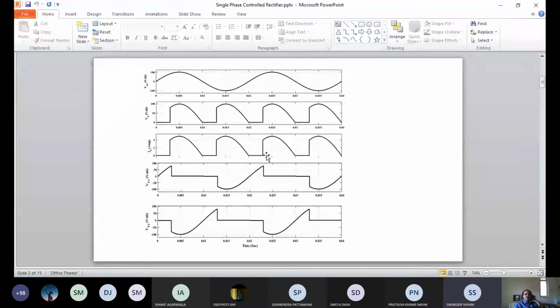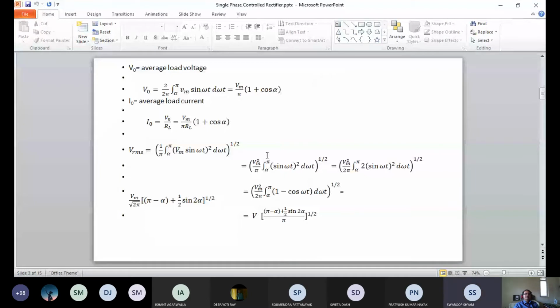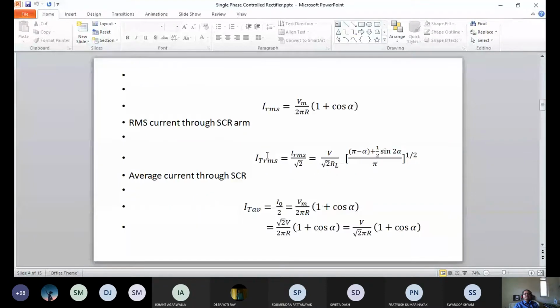Okay. You do this mathematics: average voltage, then average load current, RMS, using standard Fourier series, and as I told you, IRMS. The IT average you get from the average load current I naught, because two sets of pairs are conducting, so the average is simply I naught by 2.